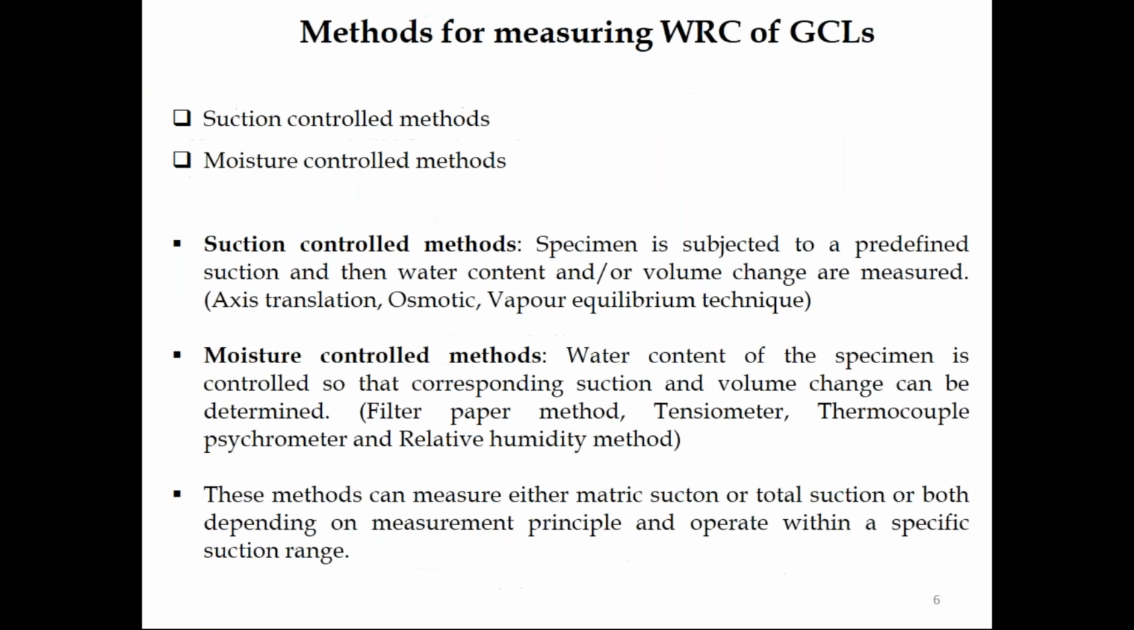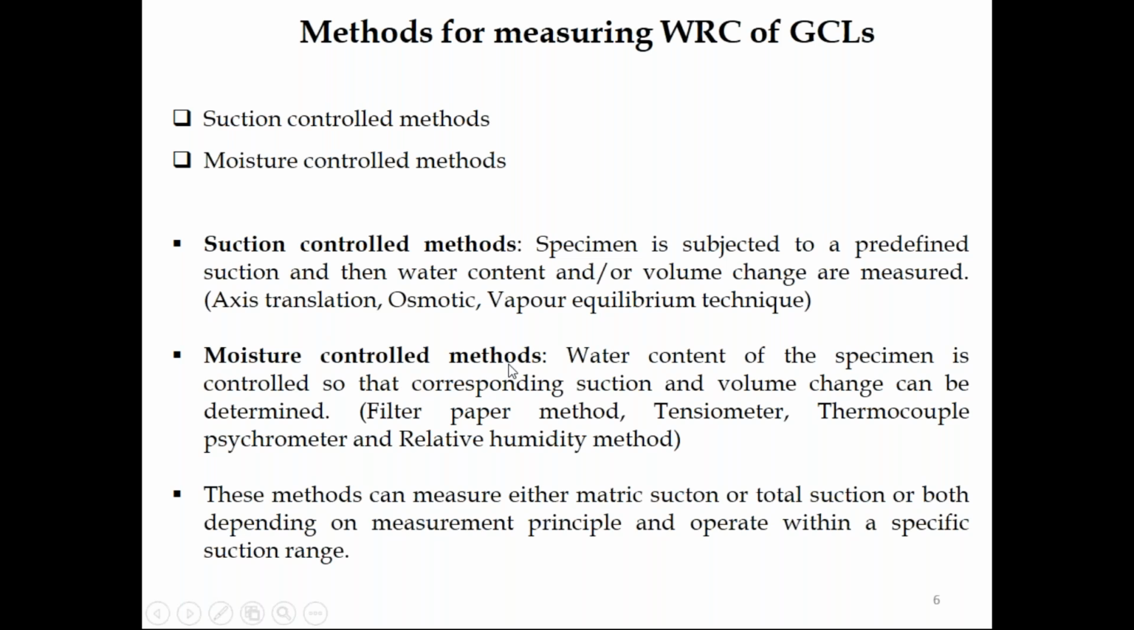So next, the methods for measuring WRC of GCLs. There are various methods by which we can measure the water retention curve of GCLs. These methods are grouped into two classes. First one is suction controlled methods, and the second one is moisture controlled methods. In suction controlled methods, the specimen is subjected to a predefined suction. Then we measure the water content or volume change. The axis translation technique, osmotic technique, and vapor equilibrium technique fall in the category of suction controlled methods.